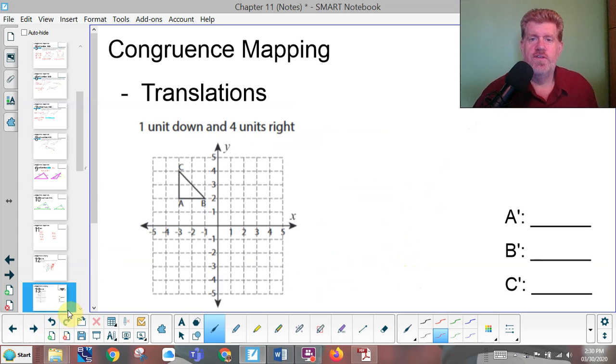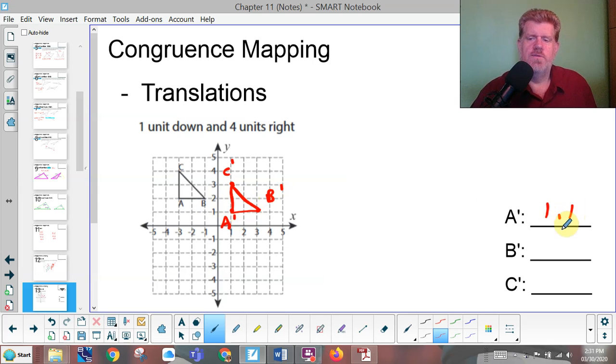Now we can also translate on a grid. If I want to go 1 unit down and 4 to the right, I move every point. We'll start with C, go 1 down, 1, 2, 3, 4. This is our new C. A, go 1 down, 2, 3, 4 to the right. B goes 1 down, 1, 2, 3, 4 to the right. So this is C prime, B prime, A prime. And we have our new points.